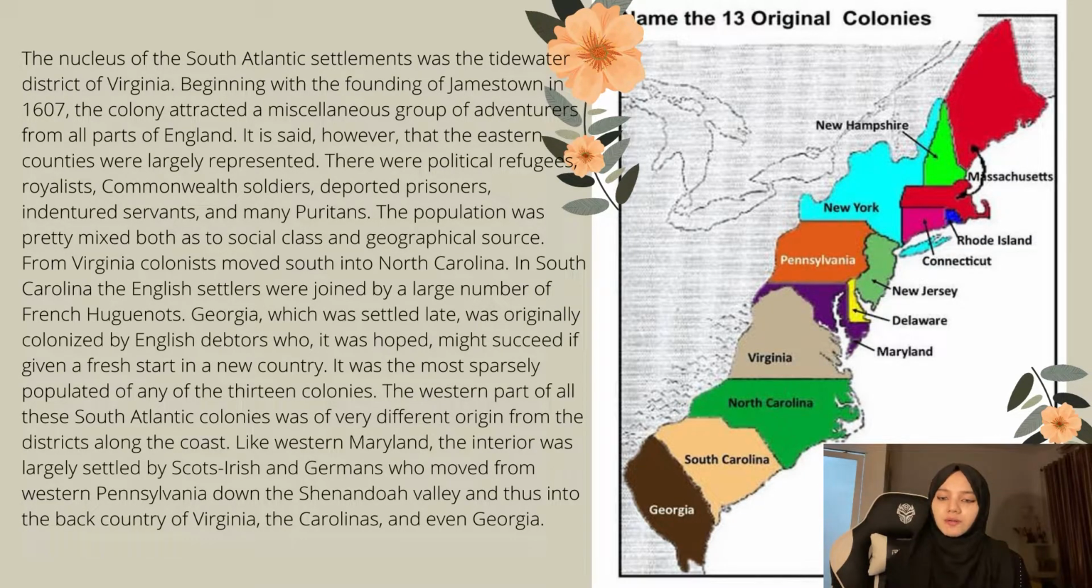The western part of all these South Atlantic colonies was of very different origin from the district along the coast. Like western Maryland, the interior was largely settled by Scots, Irish, and Germans who moved from western Pennsylvania down the Shenandoah Valley and thence into the backcountry of Virginia, the Carolinas, and even Georgia.